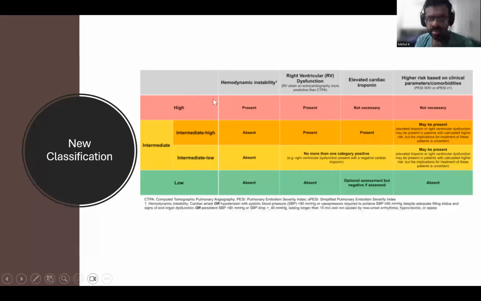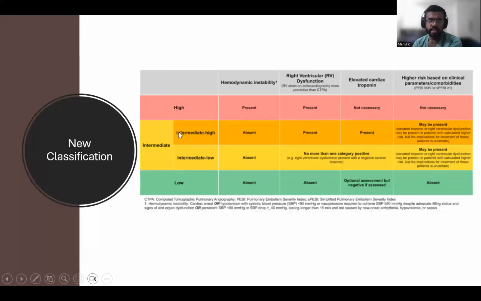High risk is the same thing. The patient is hemodynamically unstable, that is high risk. The other patients do not have hemodynamic instability. So that is clear cut, no issues there. Low risk again, you have no hemodynamic instability, no RV dysfunction, no elevated biomarkers, etc. So this is low risk. That is again easy.